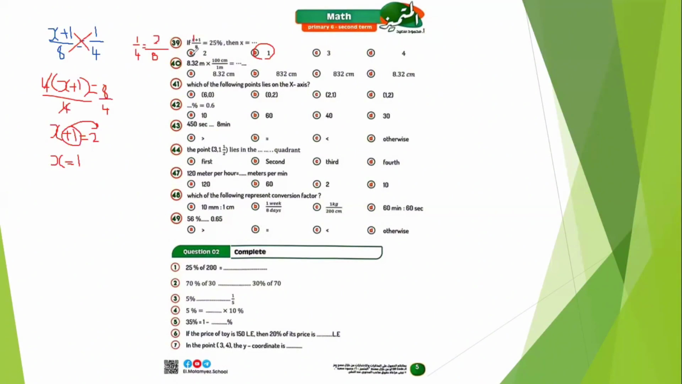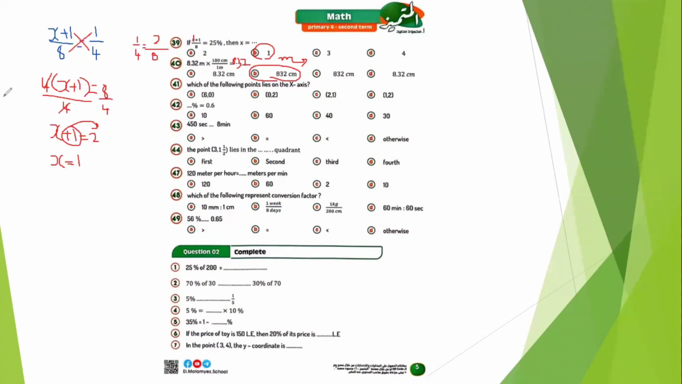40. 8.32 meters times by 100 centimeters out of 100 equals what? When we solve, we convert from meter to centimeter because this is the conversion factor. So we convert from meter to centimeter and multiply by 100. And when we multiply, we move the decimal point to the right direction and move it 2 steps. It will be 832. 832 meter or centimeter, of course, centimeter.